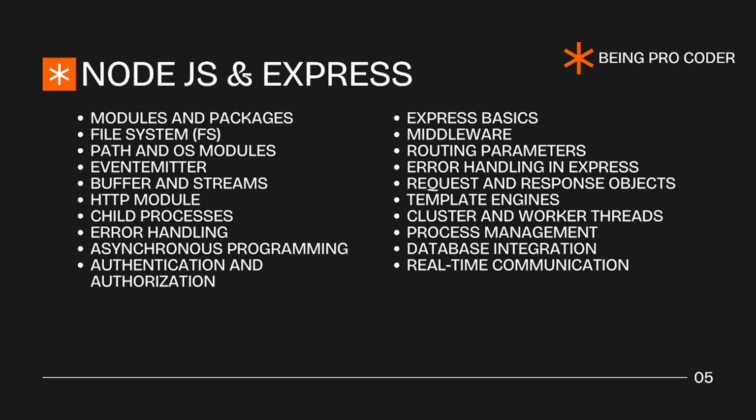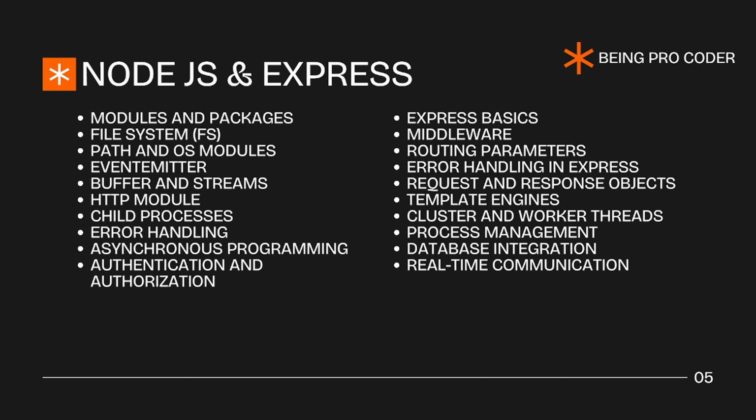Functions executed during the request-response cycle are middleware. Routing parameters are dynamic parameters in the routes, like navigating from one page to another page. Error handling in Express is also handled using middleware or routes. Request and response objects are handled using the HTTP request and response. Template engines are engines for generating dynamic HTML. Cluster and worker threads are modules for multi-threading and process management in Node.js.